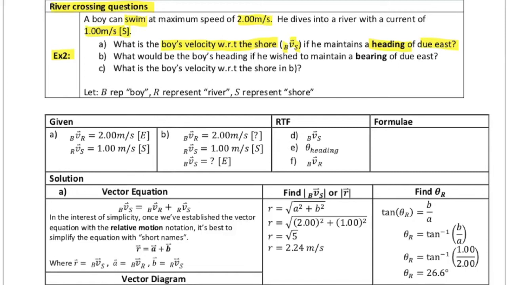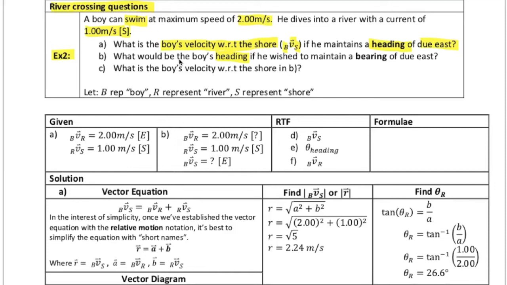Because the heading is associated with the buoy's orientation within the water itself. Now, with part B, it asks what would be the buoy's heading this time. So in part A, we know what the heading is, but what we don't know is what the bearing is going to be. So again, the heading is the direction in which the buoy is oriented within the water. So he is pointing east, but the river is moving towards the south. So the resultant motion with respect to the shore is going to have an east and a south component to it. So as you can imagine, the bearing is going to go east so many degrees south.